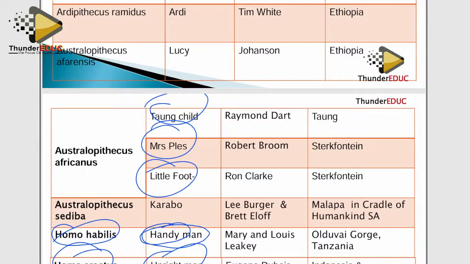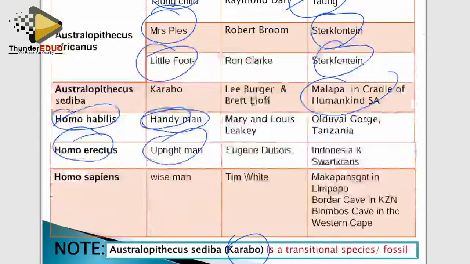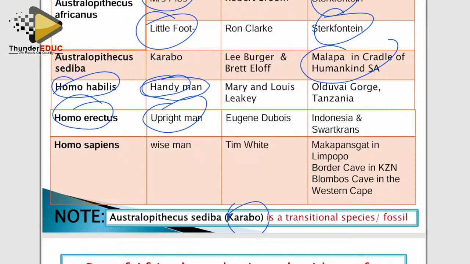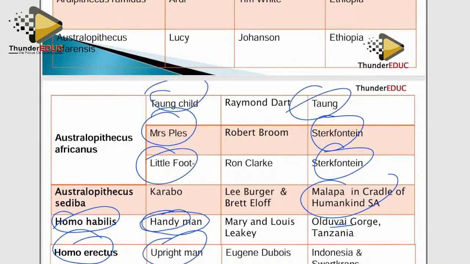Don't go to the paper without knowing at least Sauropithecus africanus species, which we discovered in South Africa. All of them were discovered in South Africa. Australopithecus sediba, still South Africa. So when they ask you questions, you must know these. Simple. Name two species which were discovered in East Africa. Then talk about Homo habilis, which was discovered in Olduvai Gorge, which is Tanzania. You understand?